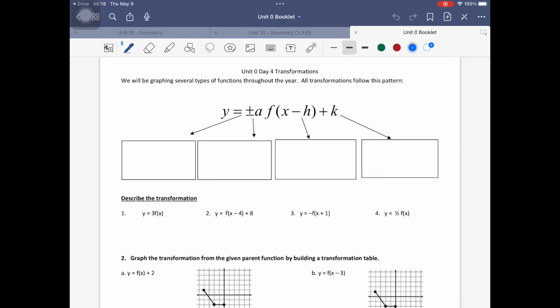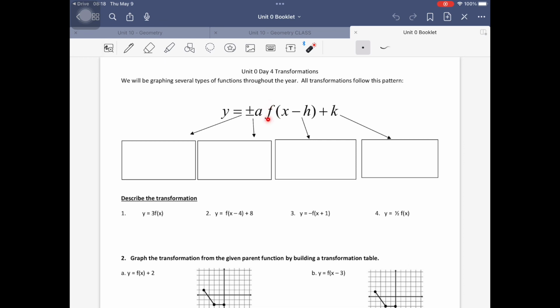Today I'm going to be showing you Unit 0, Day 4, which is transformation. Some of you may remember this, but this formula right here we use for a lot of different things and a lot of different functions. We're going to be learning how to graph several types of functions throughout the year, which we already did, so this is kind of a review. And all of them will follow this pattern.